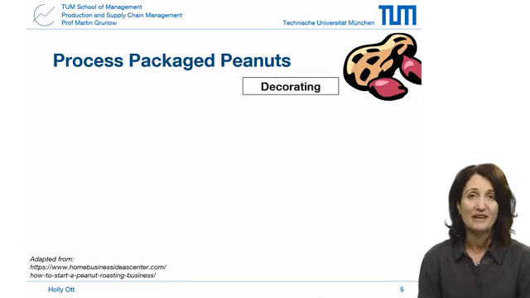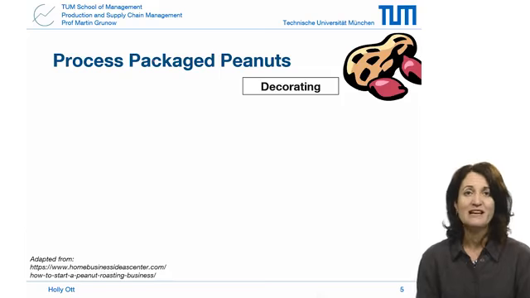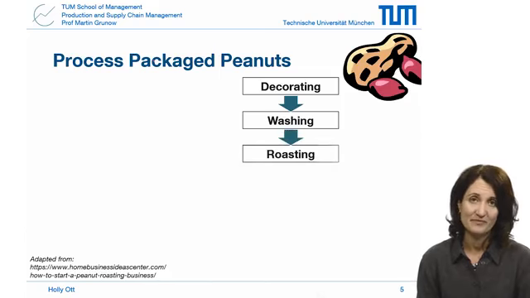First is the step decorating. This is basically when you're taking off the shells. And you can do this with a machine or just by hand. And then, of course, you would wash the peanuts. So you would remove the shells or any dirt or any dust. And then, of course, key is roasting.